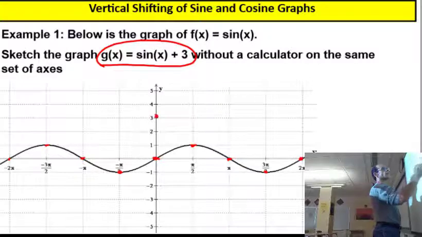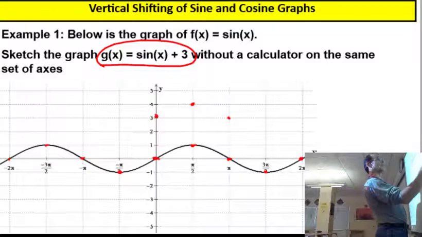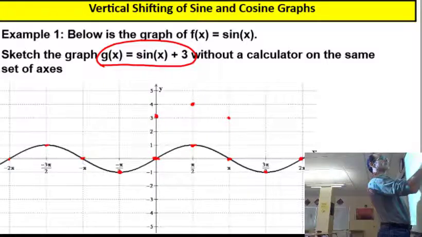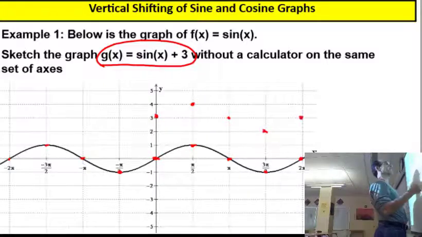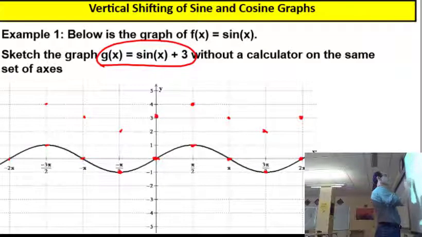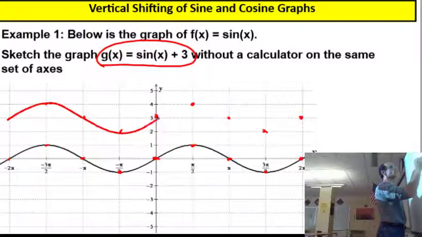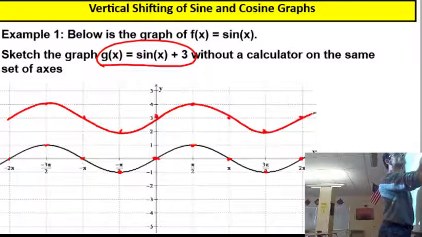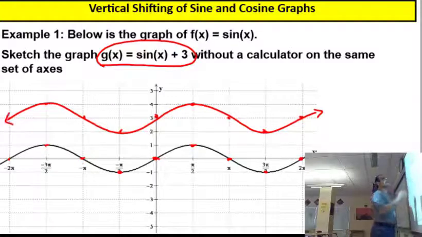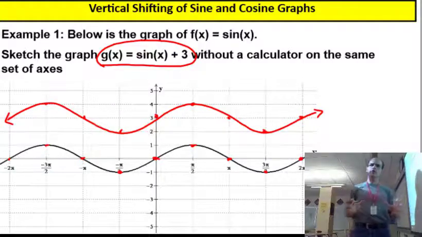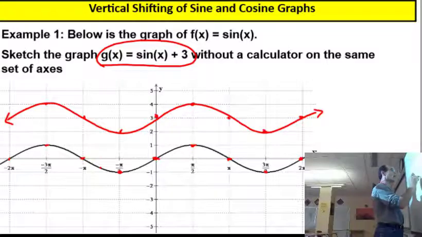1, 2, 3, 3, 3, 1, 2, 3, 3. And then this one up 3, 3, 3, 3. And that is a vertical shift. Okay? So you see the shape, the look of the graph didn't change. It just went up 3.